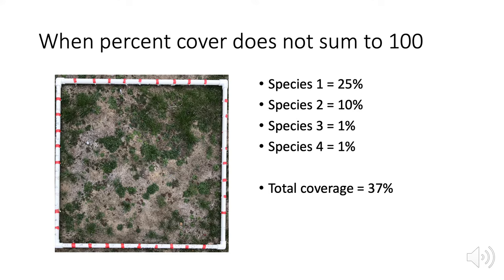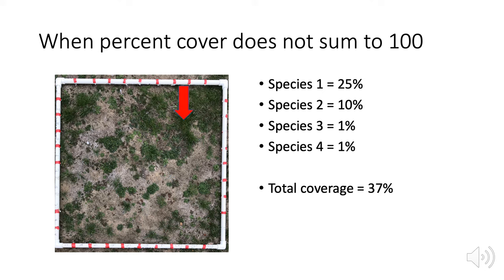So what do you do if the plants in the community don't occupy the whole space? In other words, you don't have 100% coverage. Well, you still want to estimate the percent cover of each species. Here, we see 4 different species.